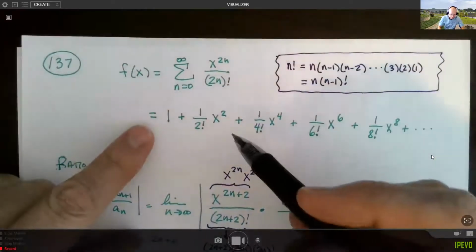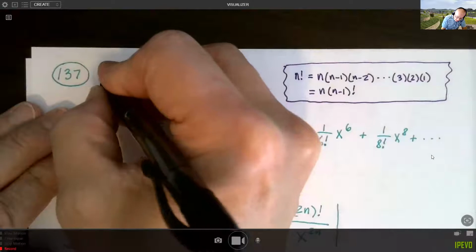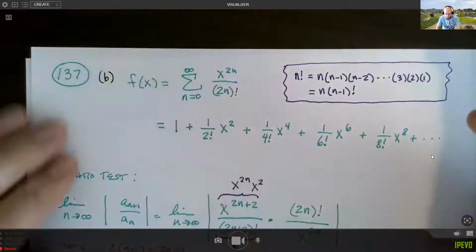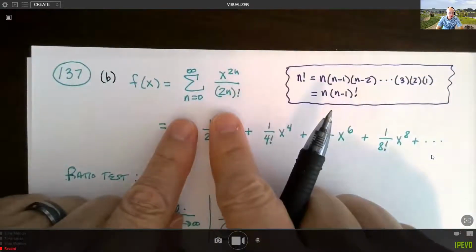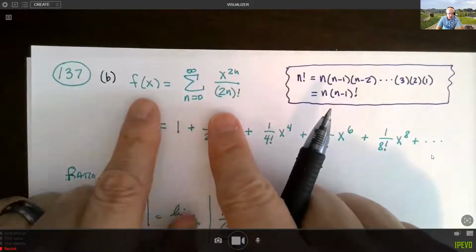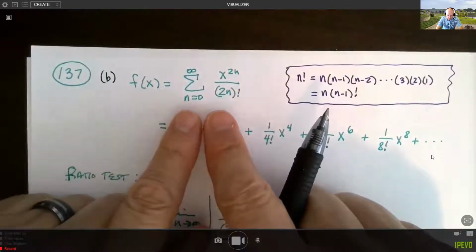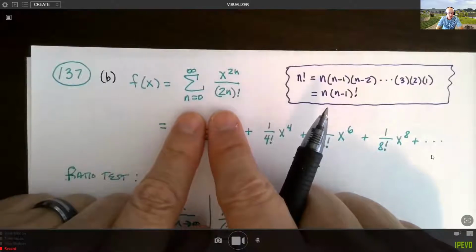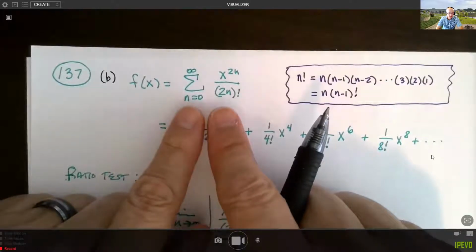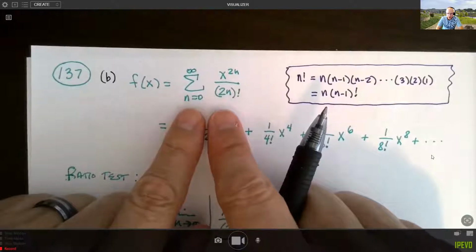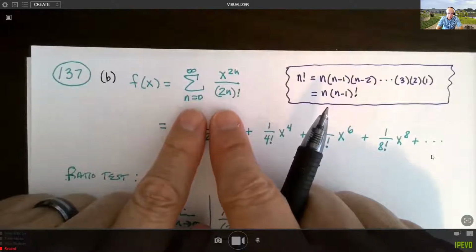All right, let's look at number 137, and this is 137b. We're to do a couple of different things with this function defined as a power series. We're to find its interval of convergence. Then we're to find a power series for f prime of x, and then a power series for the integral of f of x. We're going to do those last two by term-by-term differentiation and integration.